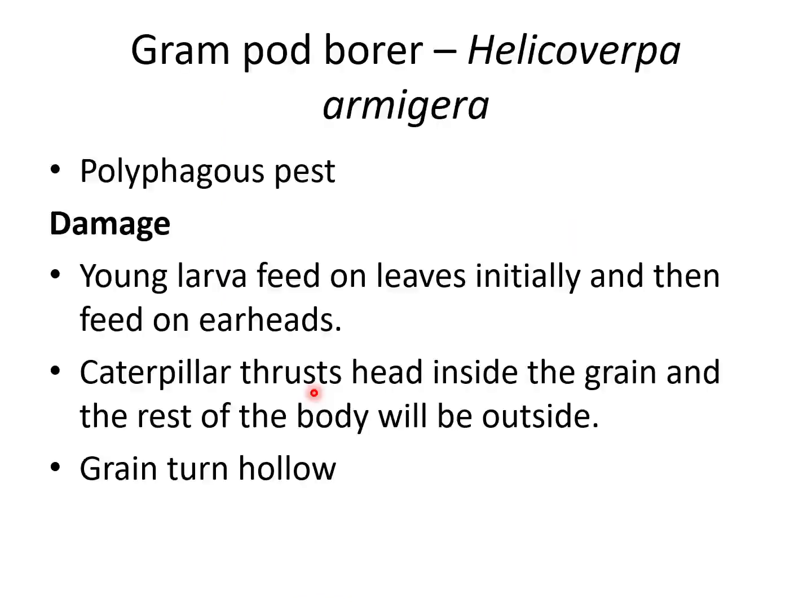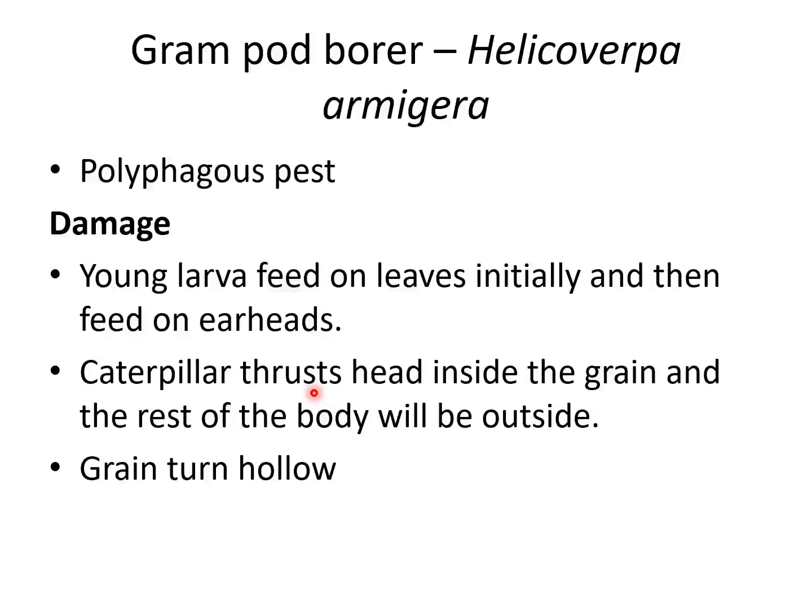The next one is gram pod borer, Helicoverpa armigera. It is one of the most serious polyphagous pests of our country. It feeds on several crops from cotton to vegetables. The early instar larvae feed on the leaves, and once the larvae grow up, it starts feeding on the reproductive part. It starts feeding on the fruiting body. Say if you take the example of tomato, it starts feeding on tomato. If it is on bhindi, it starts feeding on the fruits. In the case of cotton, it starts feeding on the bolls.